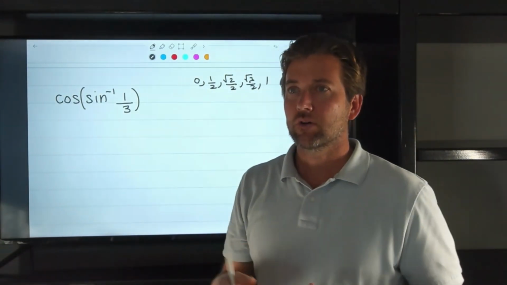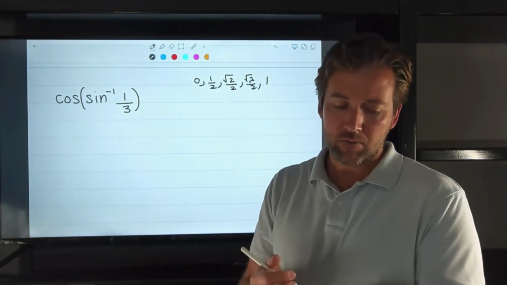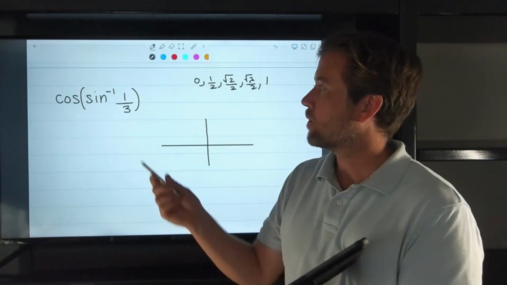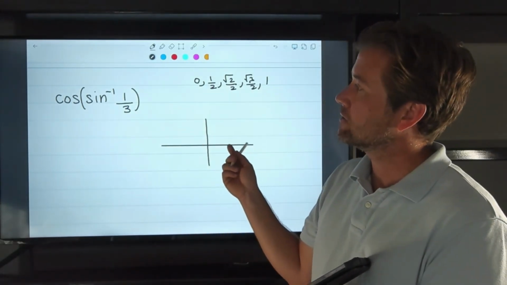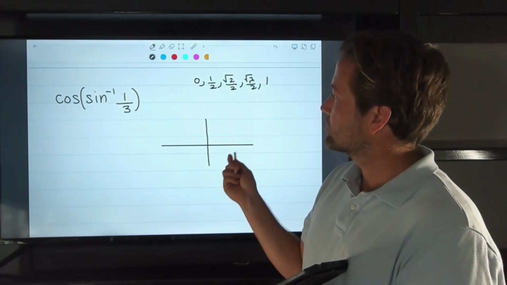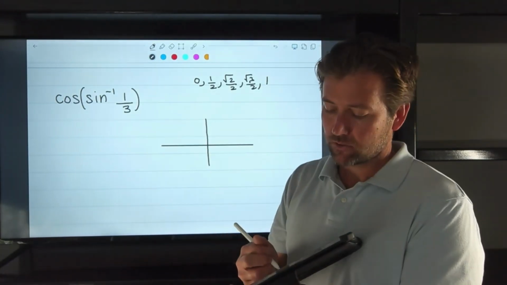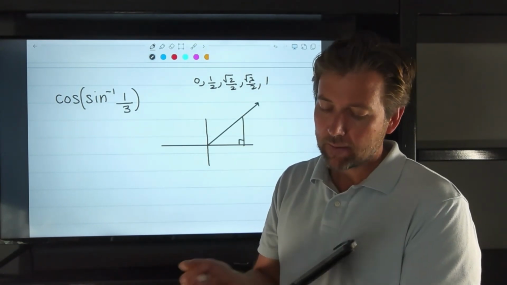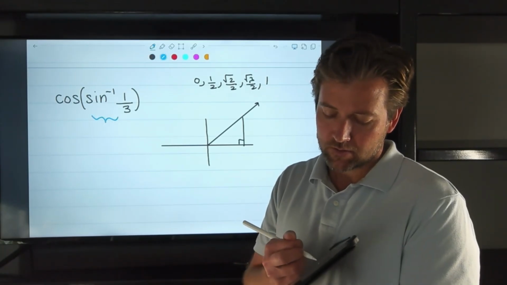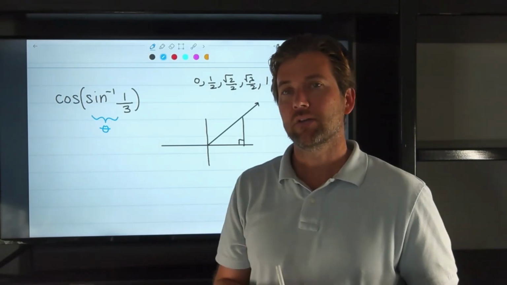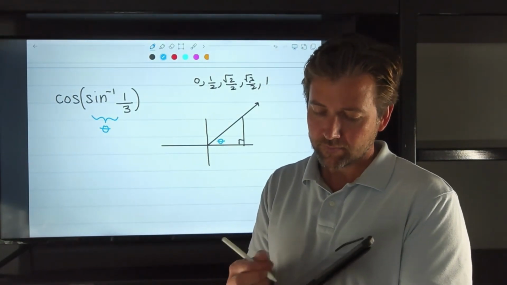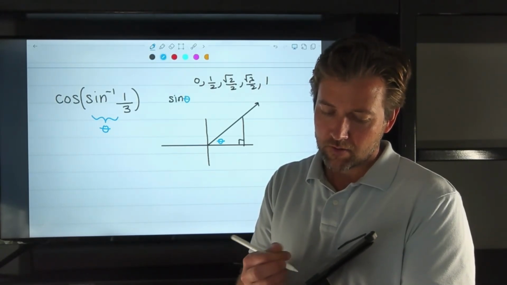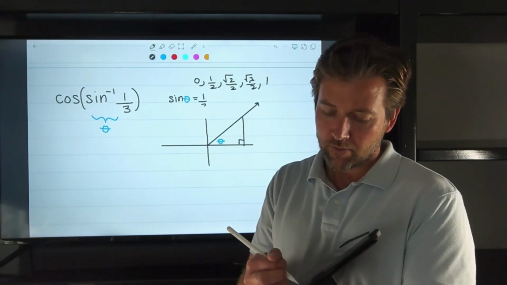So I'm going to actually draw not a unit circle anymore, but just an angle in the first quadrant. I'm drawing an angle in the first quadrant because arc sine has to output a value between negative pi over 2 and pi over 2. So for this case, it would be between 0 and pi over 2. So I'm just going to draw a triangle. Now my preference is to let this arc sine of 1/3 be equal to theta. Now sine of theta then would equal 1/3.